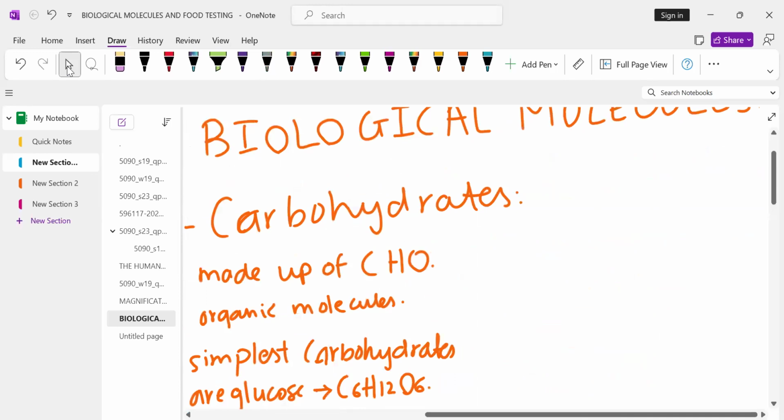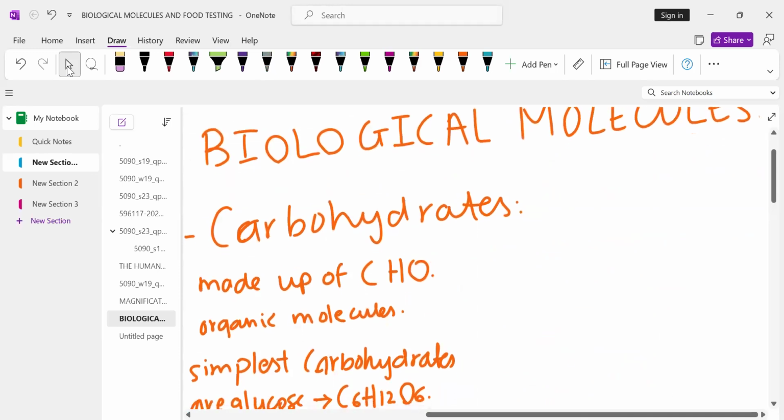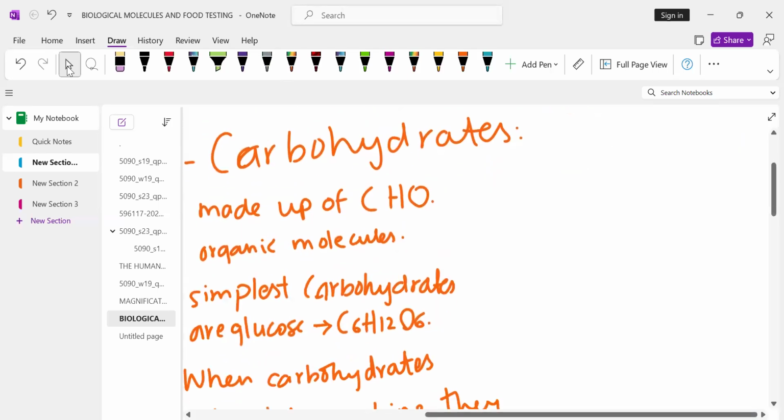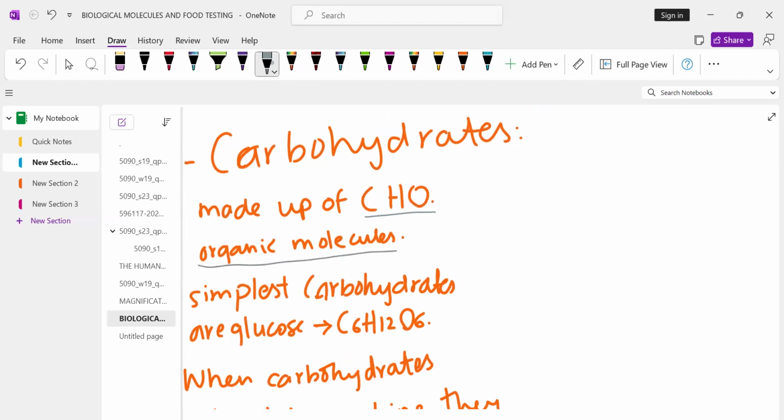There are four biological molecules included in our syllabus. First is carbohydrates, second is fats, then proteins, and DNA. Let's get started with the first molecule, carbohydrates. Carbohydrates are made up of carbon, hydrogen, and oxygen, so they are called organic molecules.